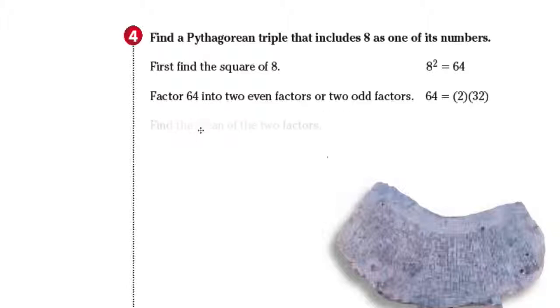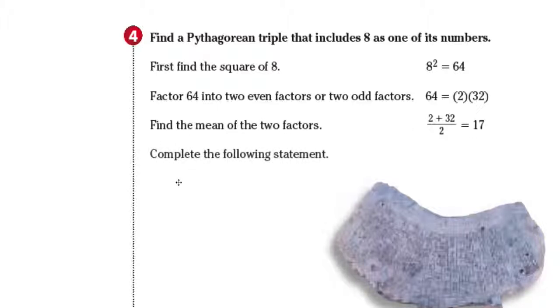After that, find the mean of the 2 factors. Finding the mean simply means that we add 2 plus 32 divided by 2, which gives us 17. That's our mean. And then we simply complete this statement using our mean. 2 times 32 is equal to the quantity 17 minus blank times the quantity 17 plus blank. So what will you subtract from 17 to give you 2? And what will you add to 17 to give you 32? And the answer, of course, is 15 and 15. So 17 minus 15 is equal to 2, and 17 plus 15 is equal to 32.